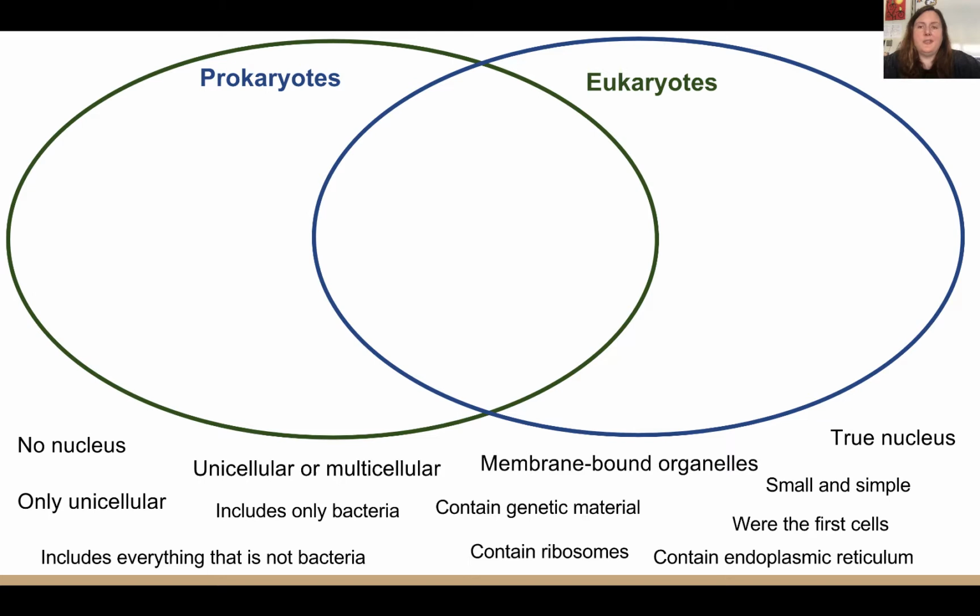Now, to review, what I'd like for you to do is draw this Venn diagram in your notes. And then you're going to use all these words or phrases down at the bottom, and you're going to place them in the correct spot. So if it's prokaryotic only, you put it here. If it's eukaryotic only, you put it on the right side. And if it's something that both prokaryotes and eukaryotes share, you'd put it right in the center. So go ahead and press pause and work on creating your Venn diagram.